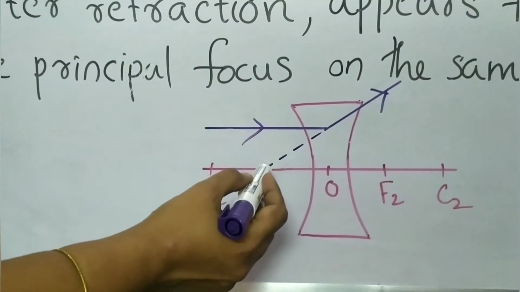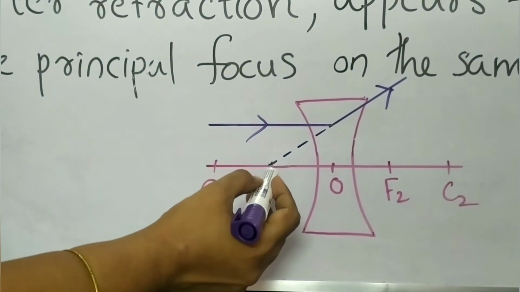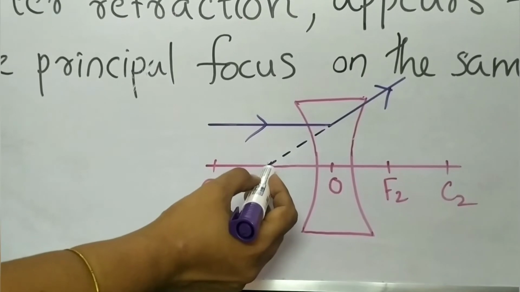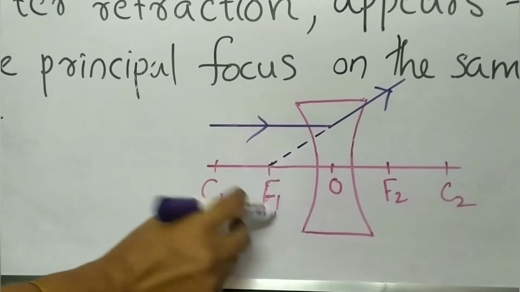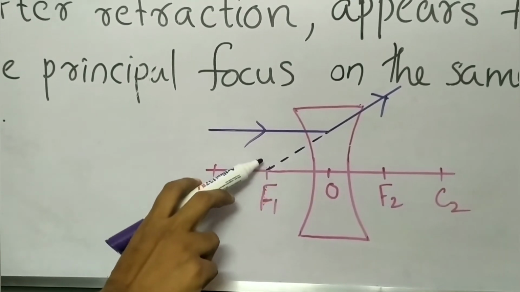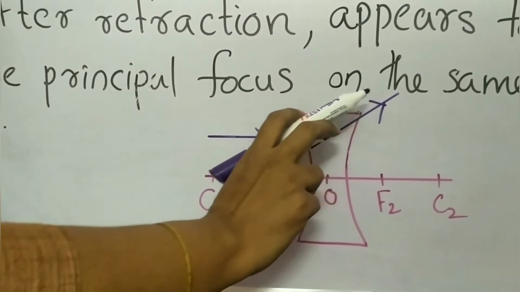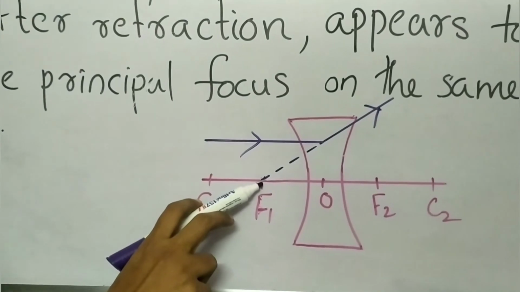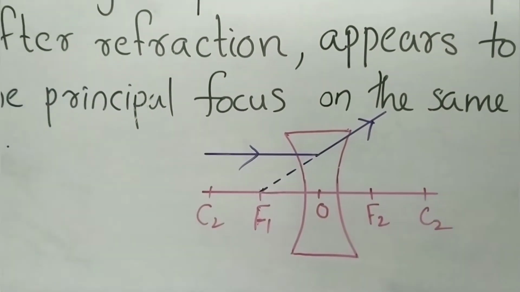Here you can see the ray appears to come from this point, that is a point on the principal axis. You know, that is the principal focus. It appears to come from this point or appears to diverge from this point.